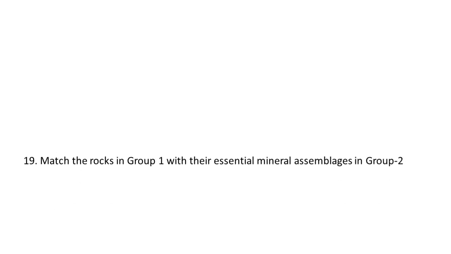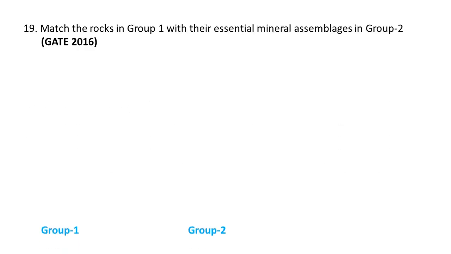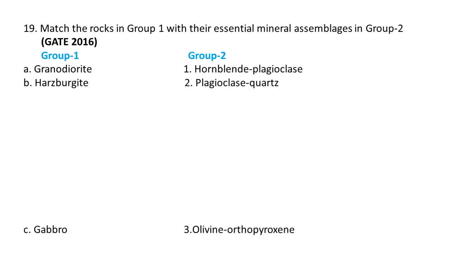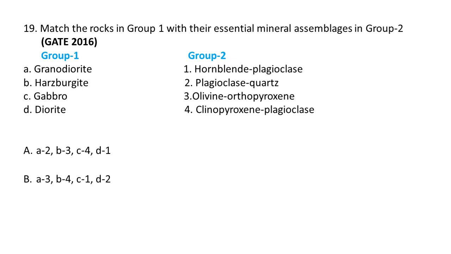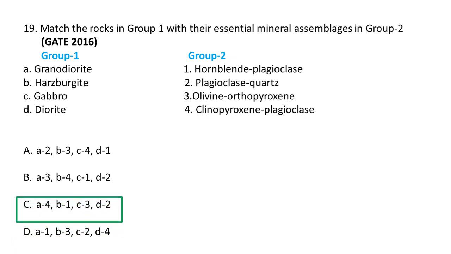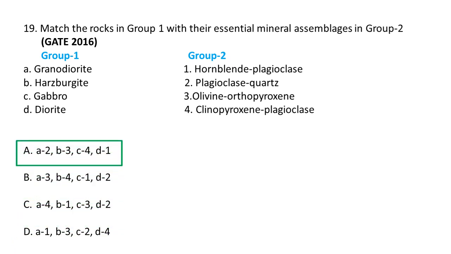Next question. Match the rocks in group 1 with their essential mineral assemblages in group 2. In group 1, granodiorite, harzburgite, gabbro, and diorite are given. In group 2, the mineral assemblages like hornblende plagioclase, quartz, olivine orthopyroxene, and clinopyroxene plagioclase are given. The choices given are A, A2, B3, C4, D1; B, A3, B4, C1, D2; C, A4, B1, C3, D2; and D, A1, B3, C2, D4. From this the correct option is A.